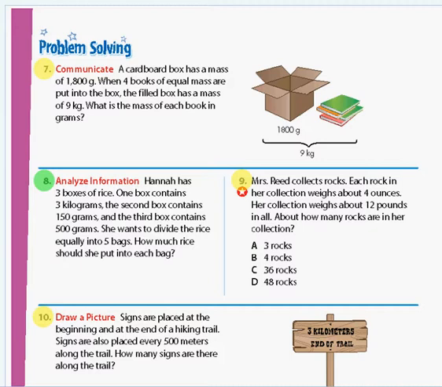Problem number 8. Hannah has 3 boxes of rice. One box contains 3 kilograms, the second box contains 150 grams, and the third box contains 50 grams. She wants to divide the rice equally into 5 bags. How much rice should she put in each bag? First step, we want to box our question in. We're trying to figure out how much rice should you put in each bag. There's 5 bags. That sounds important.